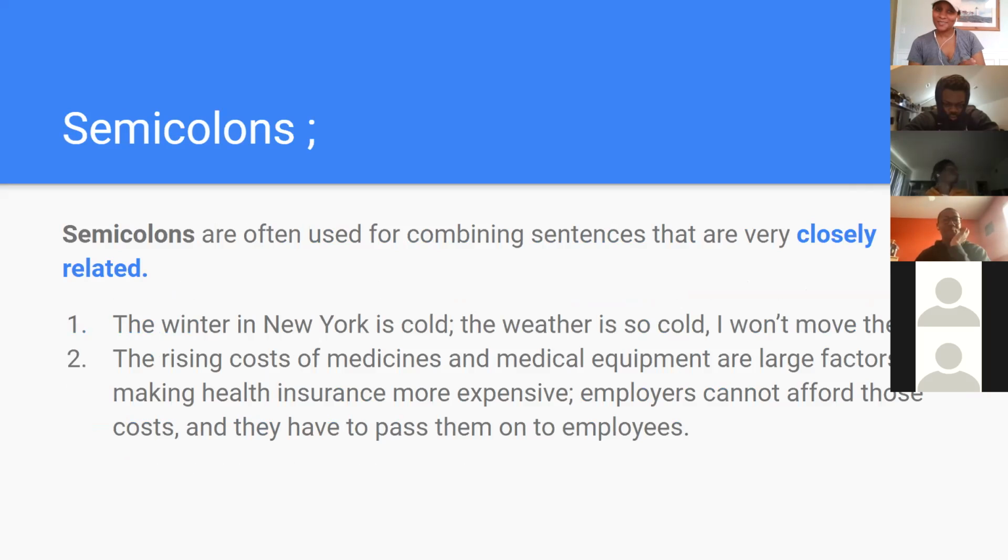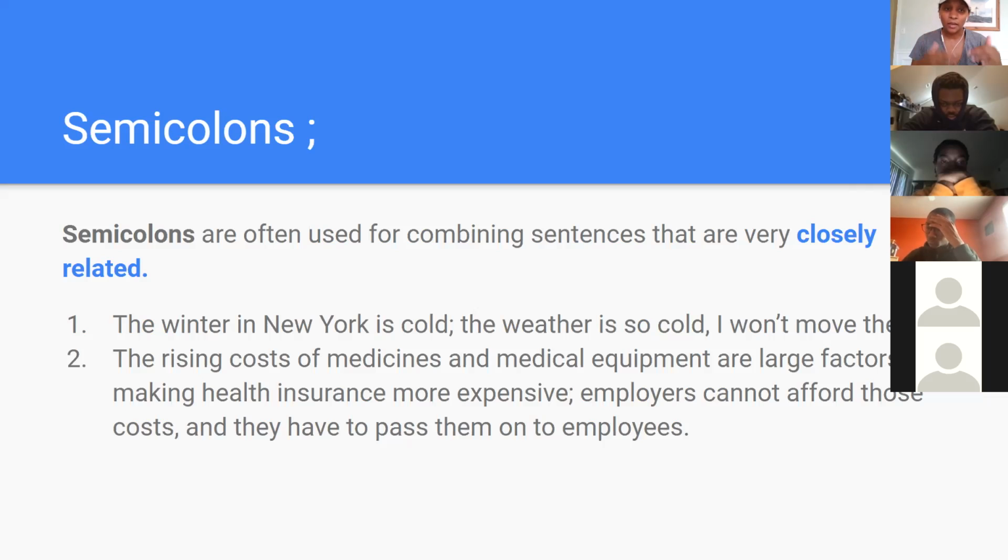Semicolons, and don't get too fancy with semicolons because they're kind of old school, but I still love a good semicolon. Semicolons are often used just for combining sentences that are extremely closely related. Instead of using a period, I will use a semicolon, and the reader is supposed to understand that this is so closely related in what we're talking about. I'm putting a semicolon to deliver that message.